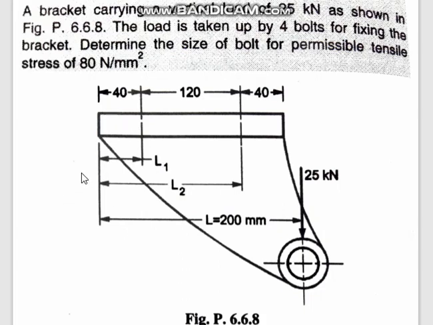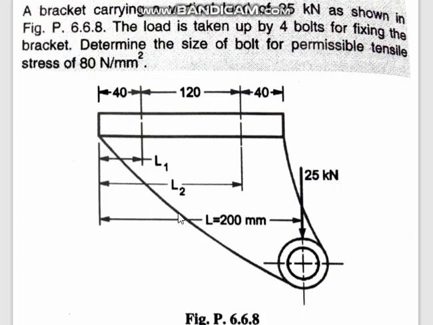So all our lengths will be from the tilting edge. See, the first bolt's axis is at a distance of L1. The second bolt's axis is at a distance of L2. And the eccentricity is L. This eccentricity is given in the figure. This 25 kilonewtons is given. And these values 40, 120, 40, these are also given.